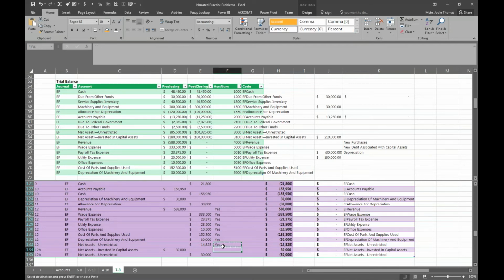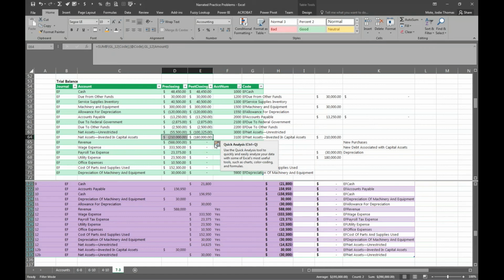Okay, and I usually like to include this as part of the closing entry so that it differentiates the activity pre-closing and post-closing for this account. Okay, that's it for this problem.